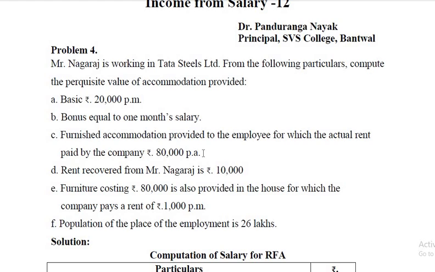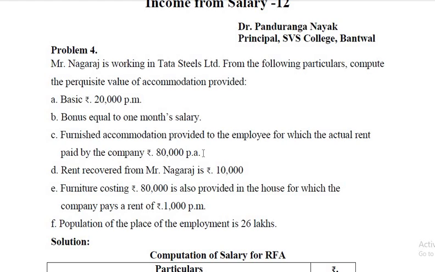If the population is more than 25 lakh of the city where he works and where the accommodation is provided, then the per visit value is 15% of salary. What is salary? We'll study. 15% of salary, but here it's not owned. Here the employee has hired the accommodation and provided. If that is the case, 15% of salary or actual rental value, whichever is less. Let me make it very clear.